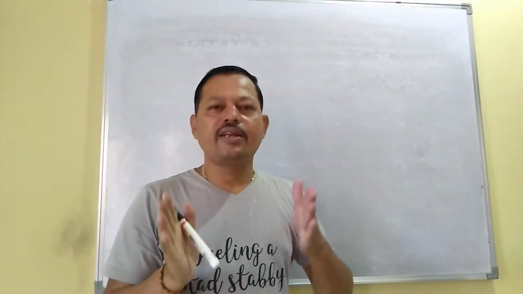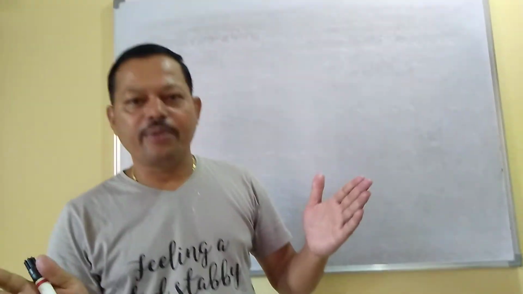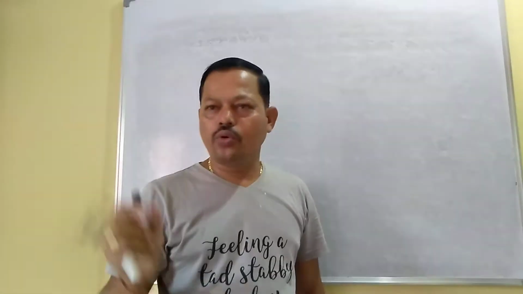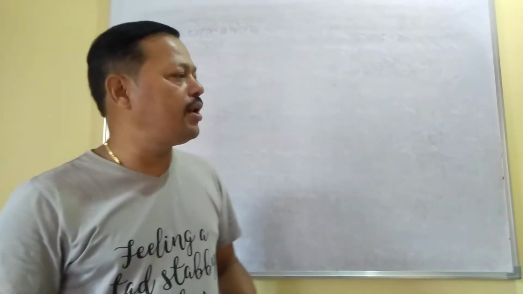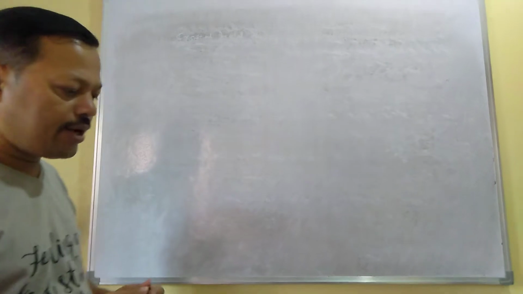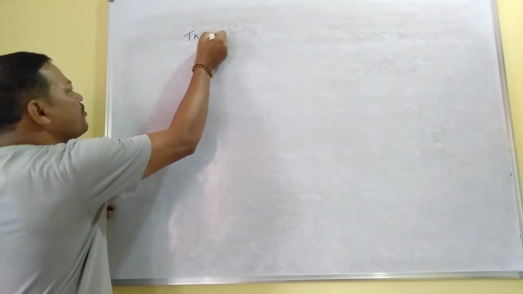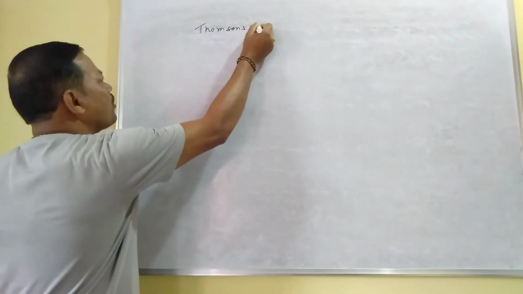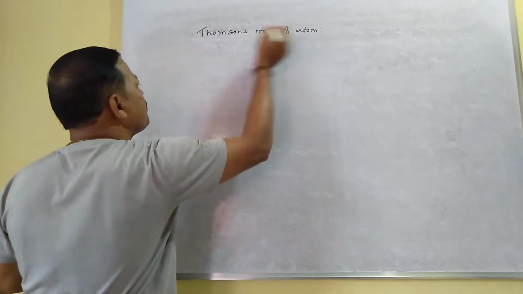So in this way you will get different types of models of atom which are given by different scientists. So we'll start from the beginning, from Thomson to the quantum mechanical model. You should know about their models. Now first we'll do Thomson's model of atom.